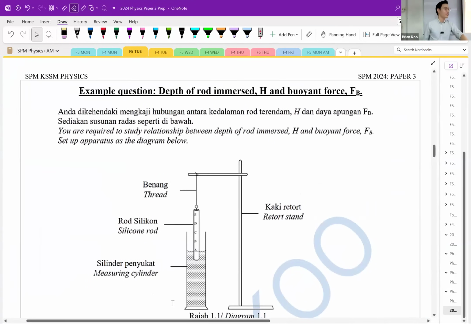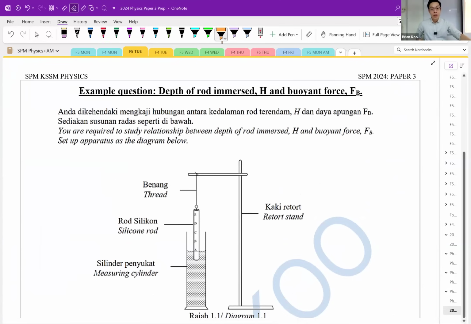Your teacher did this with yours, is it? Huh? Exactly the same one. Okay. I feel it's very likely this one. I don't think there will be a spring balance. Just a guess. Yeah, just a guess.